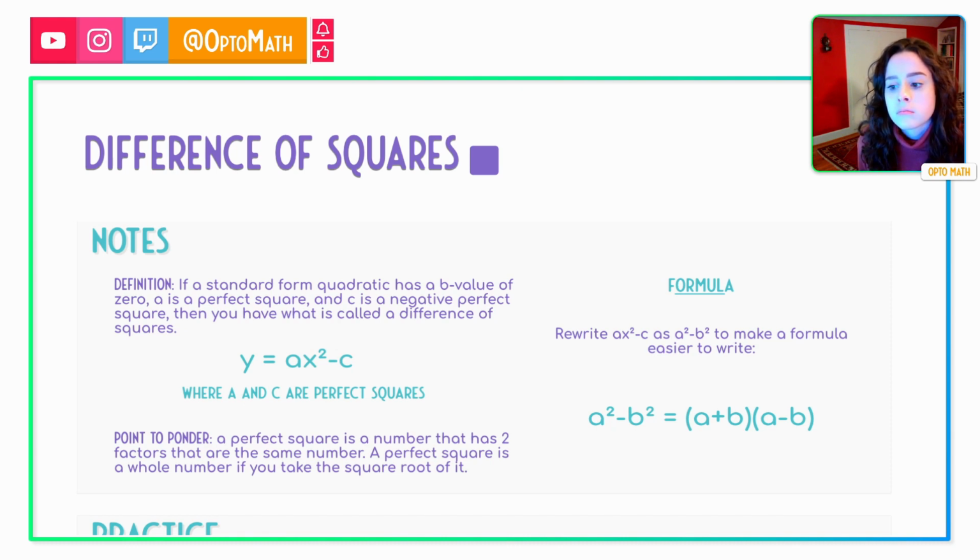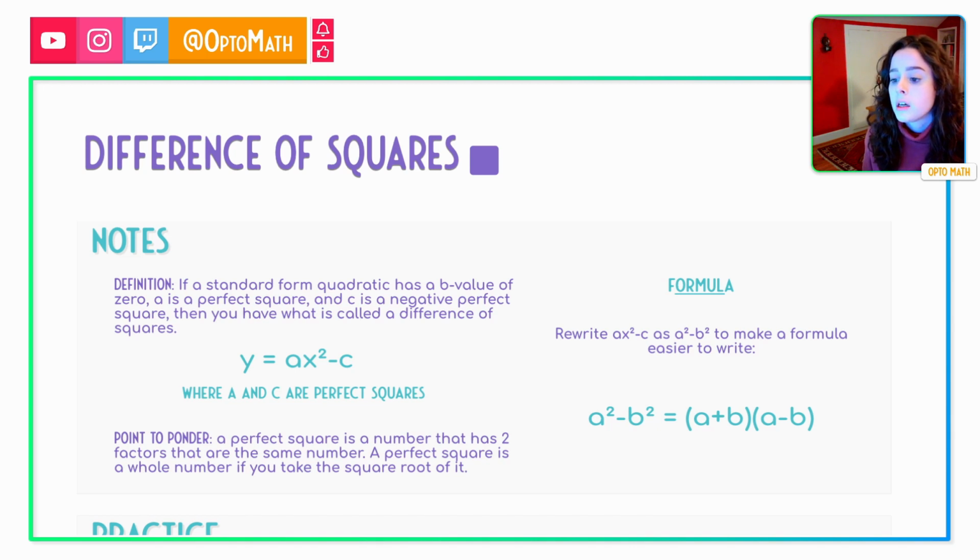Think about 4. Well, what's the square root of 4? That's 2, because 4 can be written as 2 times 2. Other perfect squares are 64, that's 8 times 8, or 81, which is 9 times 9, or 144, which is 12 times 12. So those are some perfect squares, just to remind you what those look like.